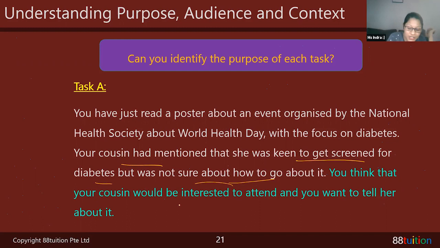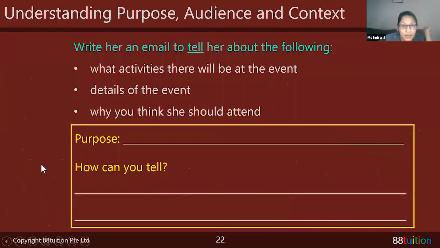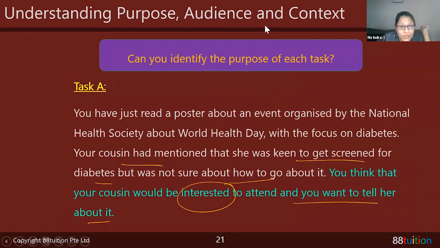You think that she'll be interested to attend and you want to tell her about it. So what do you think is the purpose, students, for this task? Okay, now, write an email to tell her what activities there are, details of the event, and why you think she should attend. Now, I'm going to put you back to this slide, okay? So what do you think the purpose is, students?